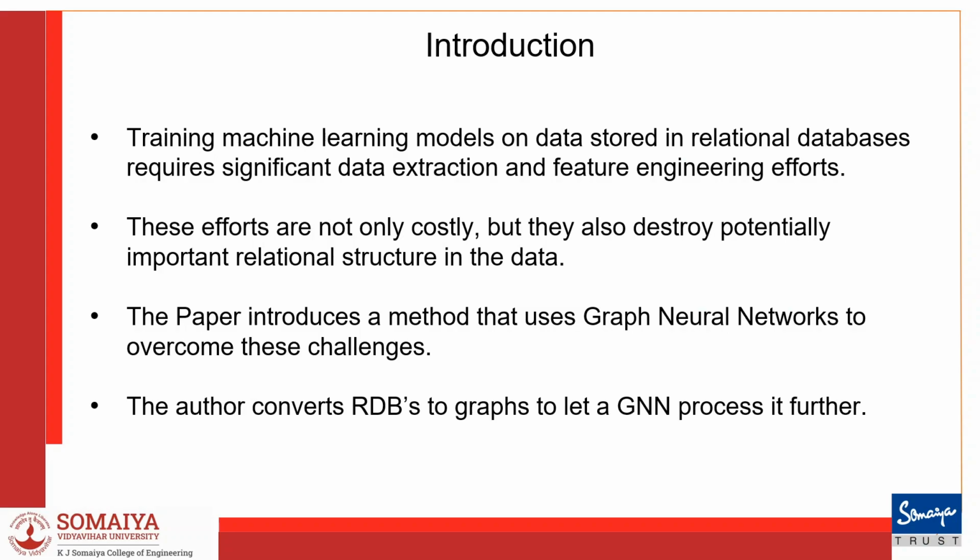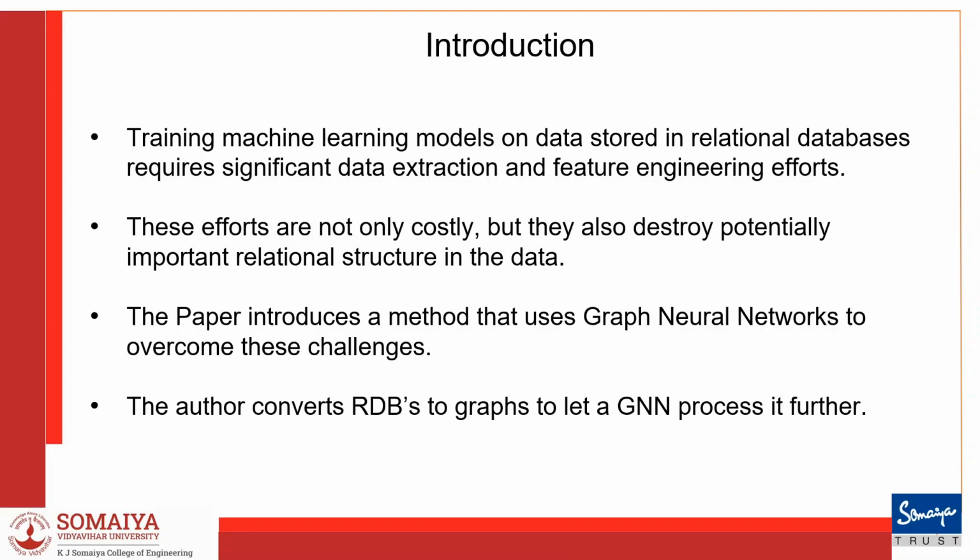The author explains to us that training machine learning models on data stored in relational databases requires significant data extraction and feature engineering efforts. Machine learning practitioners like to work with a column of numbers, and to get that from relational databases they generally flatten or concatenate those columns. In these processes they tend to miss out on the information stored in links between different tables. Relational databases consist of many links between many different tables.